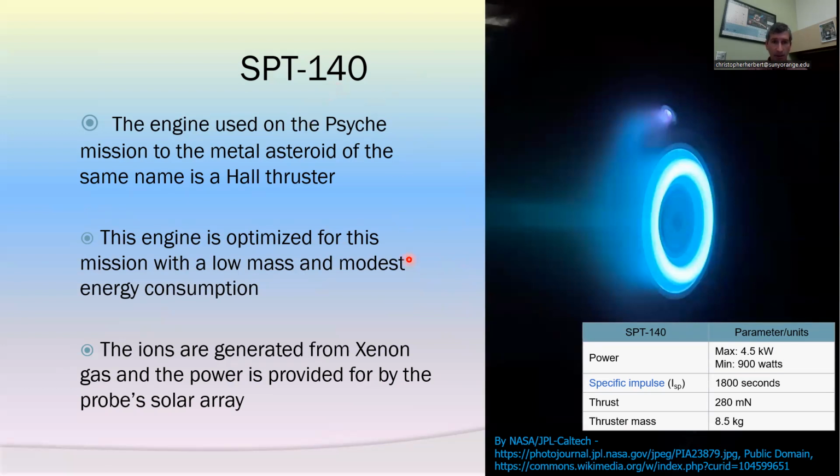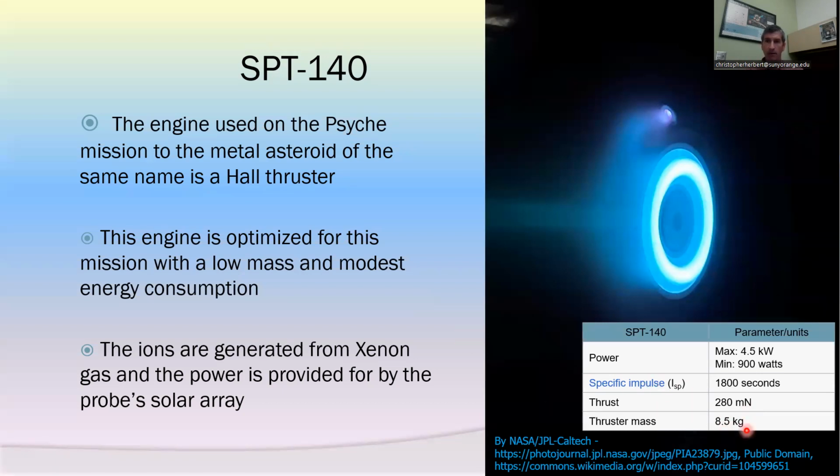This is being used on the Psyche mission to the metal asteroid Psyche, which is going to investigate that asteroid, because some people think that these metal asteroids would be great for mining materials. So this Hall thruster is very much optimized for this type of mission: low mass, modest energy consumption, high specific impulse, 1,800 seconds, not much thrust, between a quarter and a fifth of a Newton. But again, it's designed to be on for months. And the thruster mass is only 8.5 kilograms.